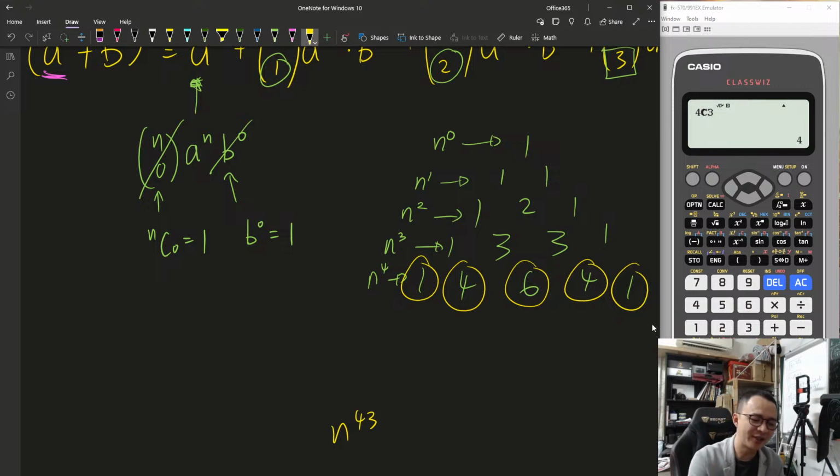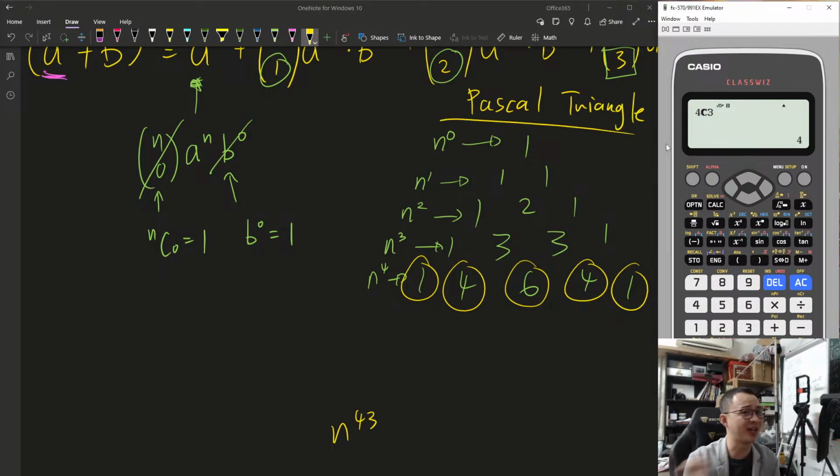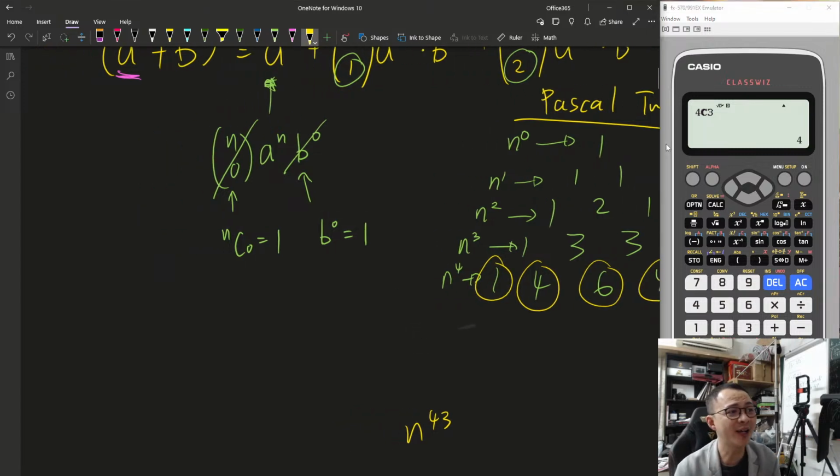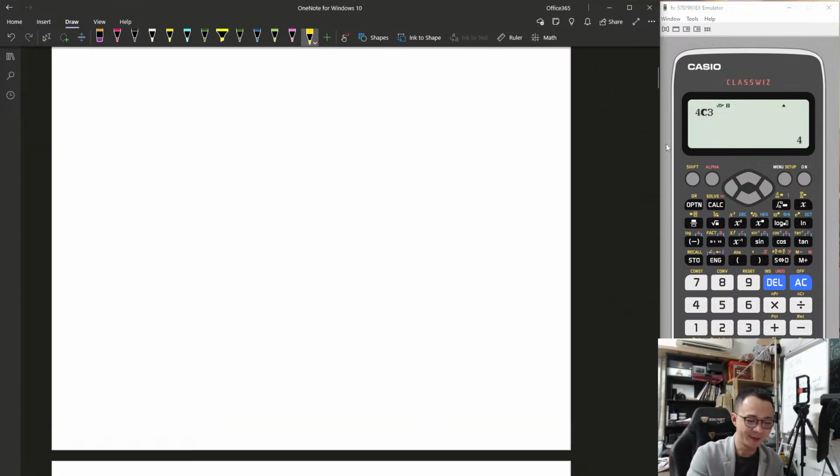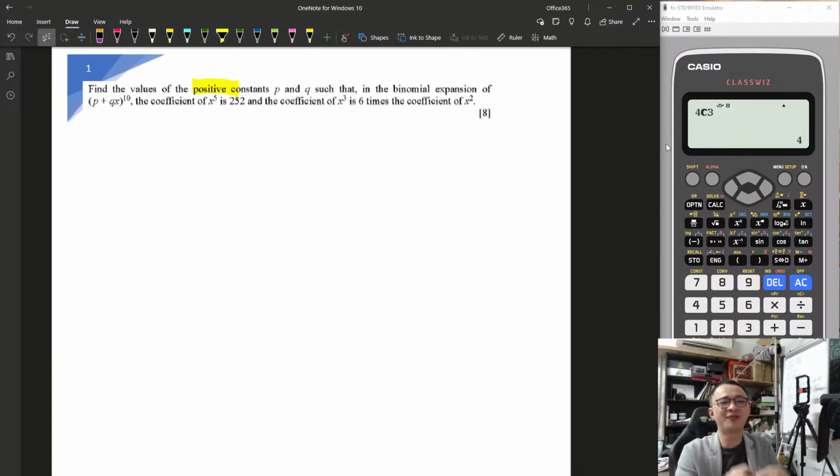If you're interested, you can search for Pascal triangle, or Google search for binomial expansion. I believe a lot of very good tutors will explain this. If you have zero knowledge about binomial expansion, I don't think this live is for you, because this live is basically helping those students who want to take the exam at the end of this year.